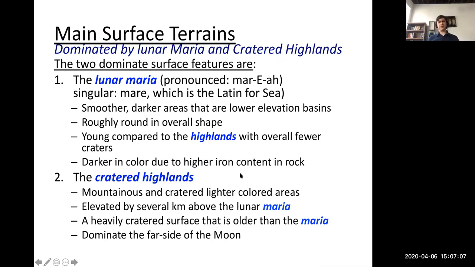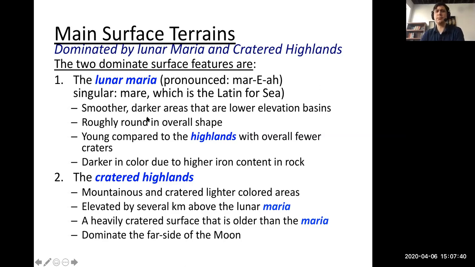All right, so let's take a look in words rather than pictures. So we have the two dominant surface features, and that's how I'm going to try to, when there are large scale surface features that have names for planets, I'm going to call them the dominant surface features. The major terrains is another phrase I'll throw around. So we have the lunar maria. I know it looks like Maria, but it's pronounced maria. Singular is mare, and that is the Latin word for seas.